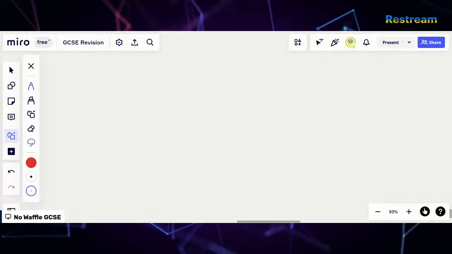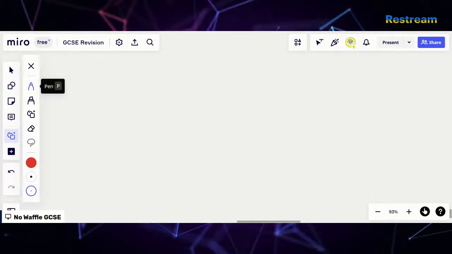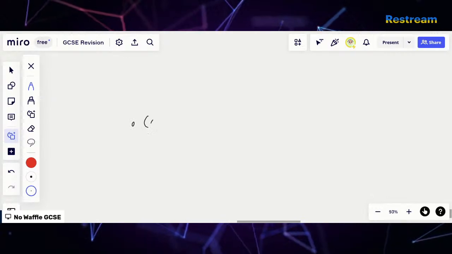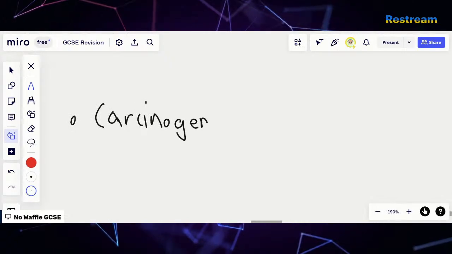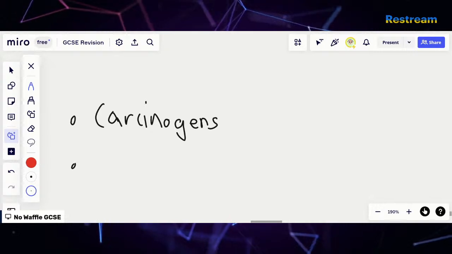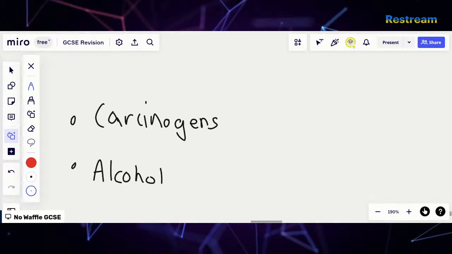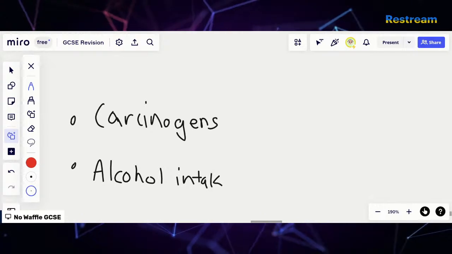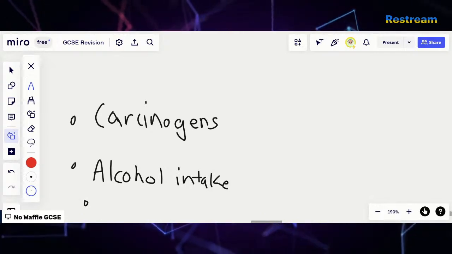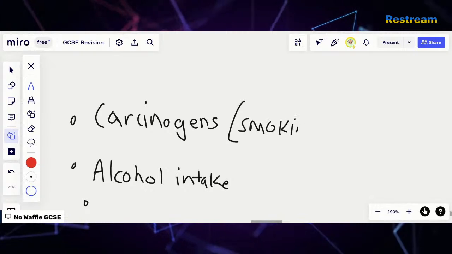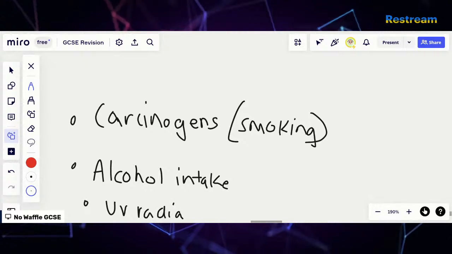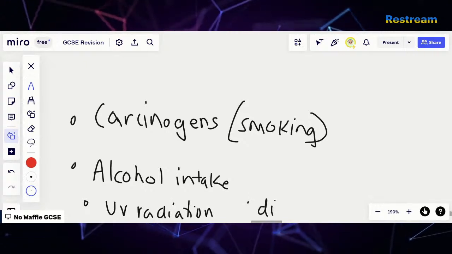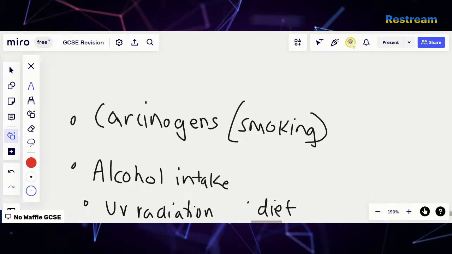So, risk factors of cancer. Firstly, we have things like carcinogens in smoking, as you guys mentioned in the chat. So carcinogens. We also have alcohol intake, and if you have alcohol, we're going to have smoking as well, which I guess is linked to the carcinogens comment. UV radiation, that is a fair comment. And you can also say diet, because diet is linked to cancer.